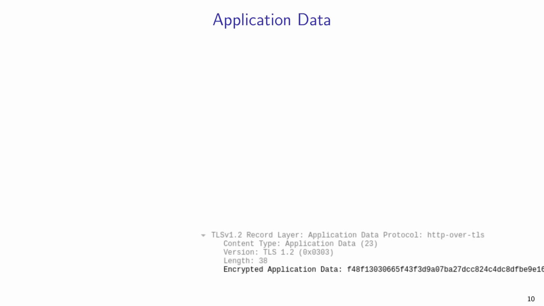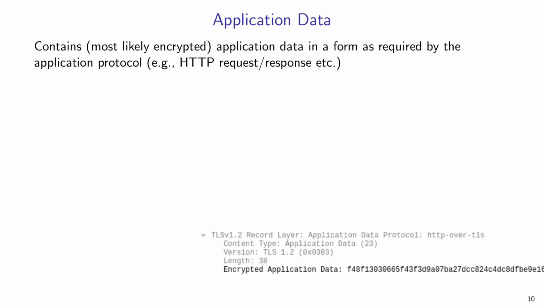Then comes application data. It contains most likely encrypted application data in a form as required by the application protocol. If this is HTTP over TLS, then this will be an HTTP request response, and so on. So it contains application data.